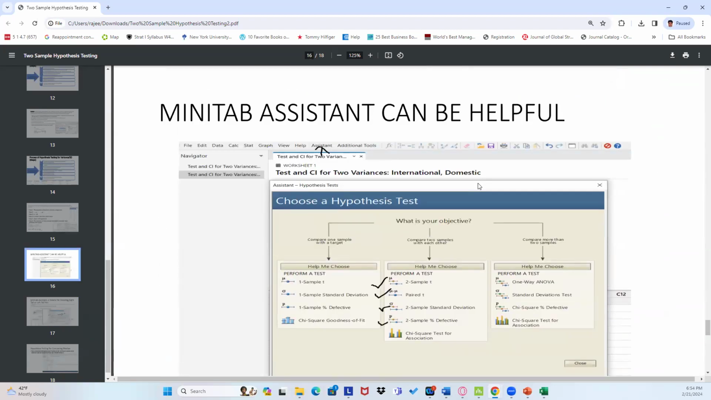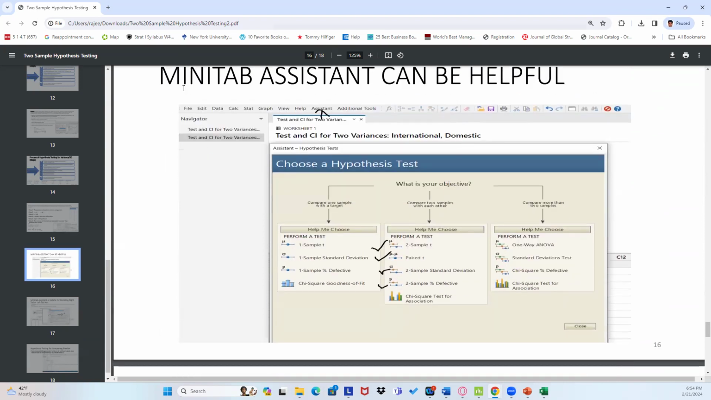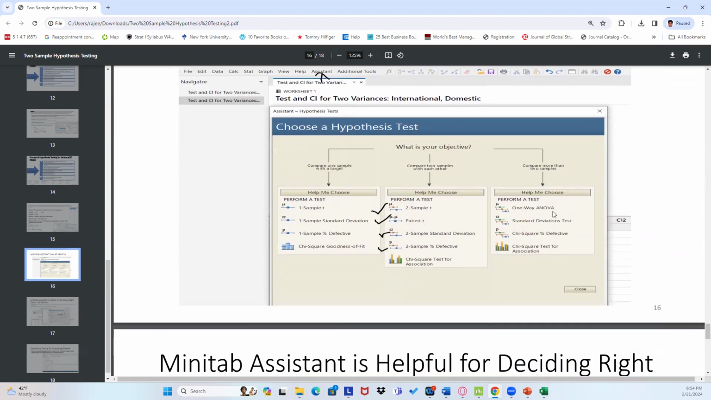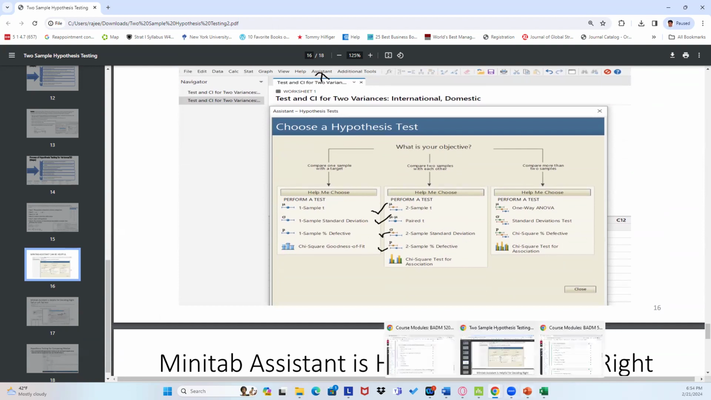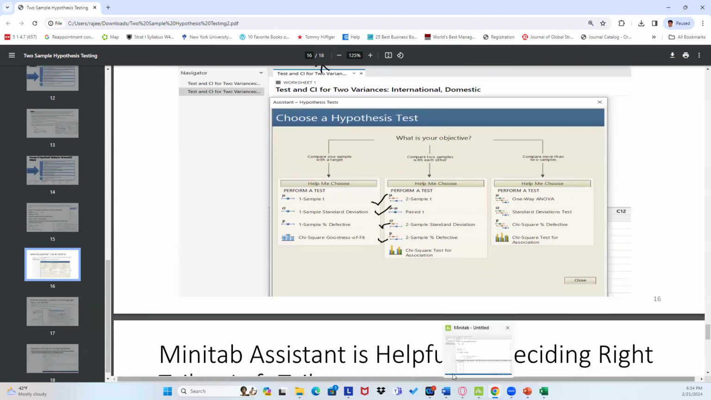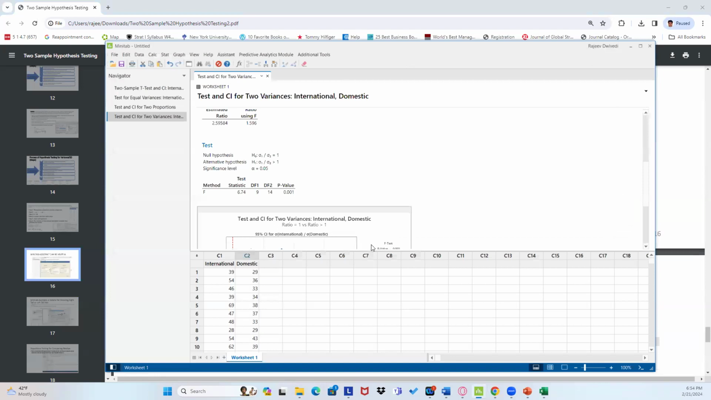But before going further, I would like to briefly explain what to do if you have more than 2 samples. Let's say you have 3 different samples, or more than 3. Then there is a method called ANOVA, analysis of variance, and that is used here.